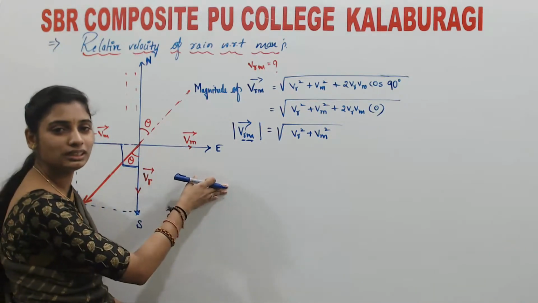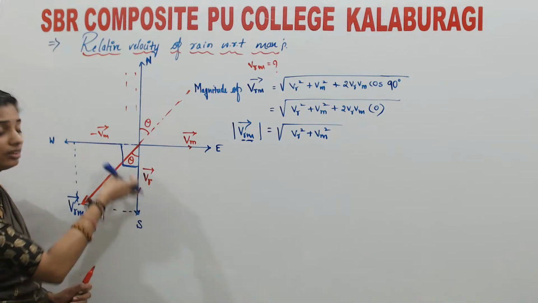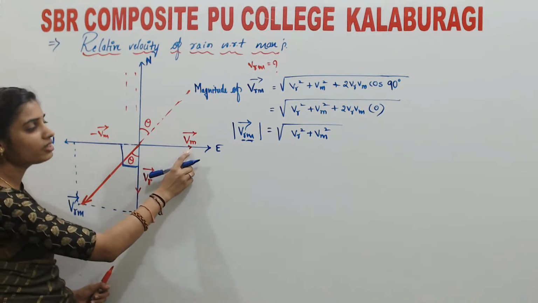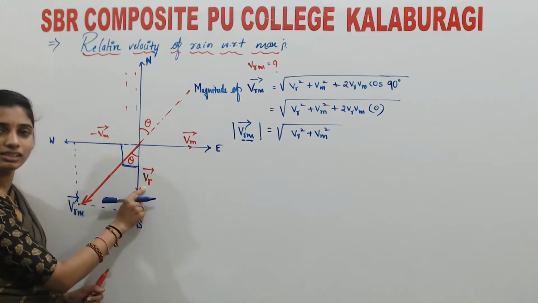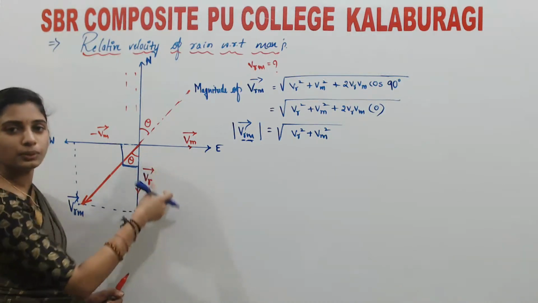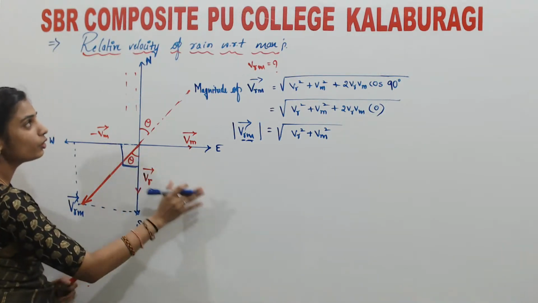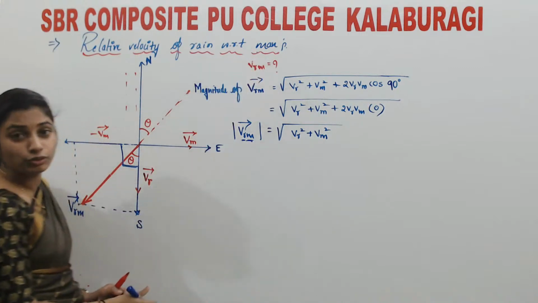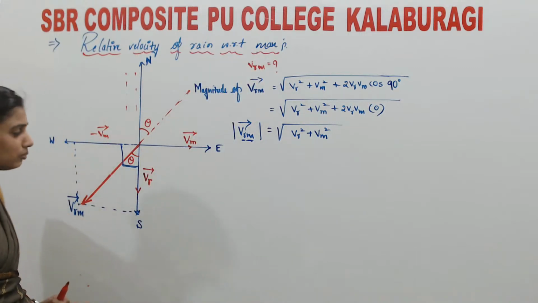Man is moving towards east. Rain is falling vertically downward. So man velocity is Vm. Rain velocity is Vr. With respect to what? With respect to ground. Okay, so now here we want velocity of rain with respect to man. We want velocity of rain with respect to man.